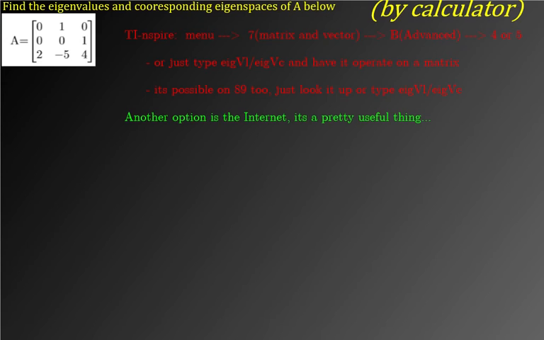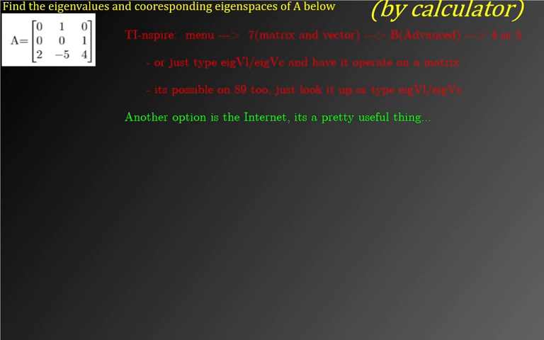So if I take the same problem just to kind of show you, I think most people have the Inspire at this point. But it's possible on like the 89 if you've got that one. It's the same buttons. It's eigVl or eigVc. On the Inspire, you can find it just going menu, and then number 7 is matrix and vector, and then B is advanced, and then 4 and 5 are the eigenvec and eigenval buttons. But honestly, you can just type them as well.